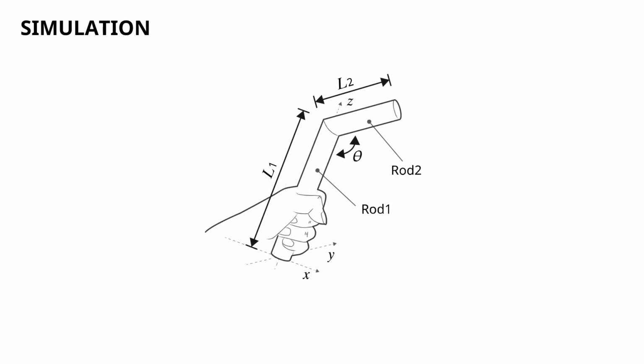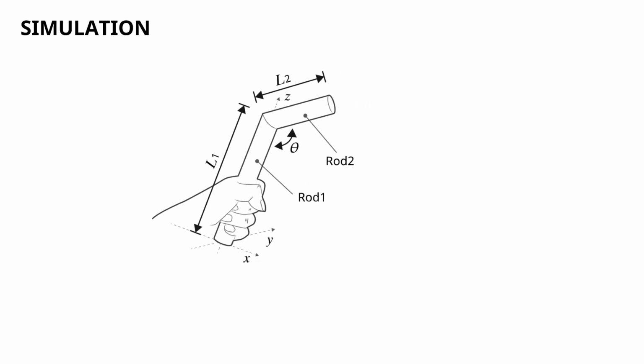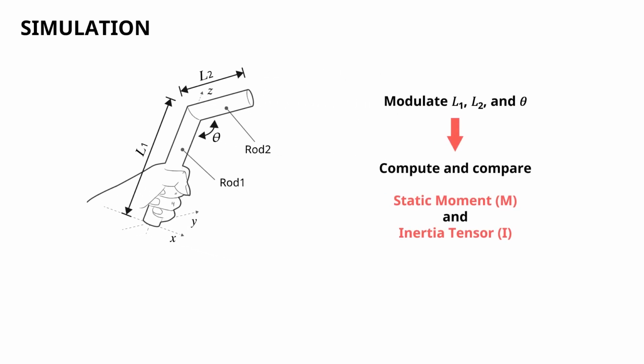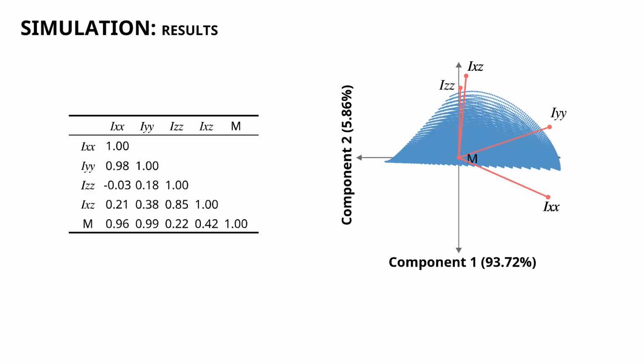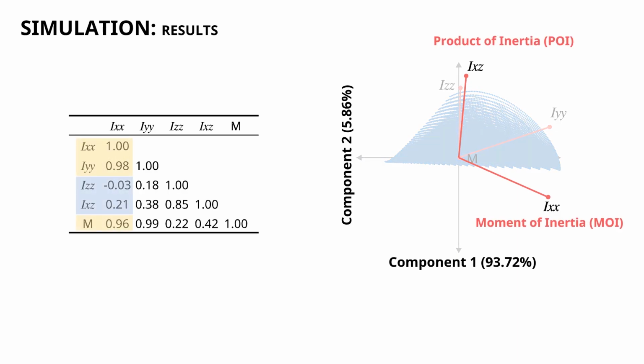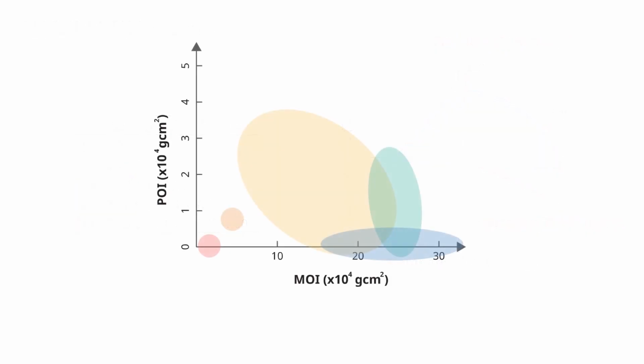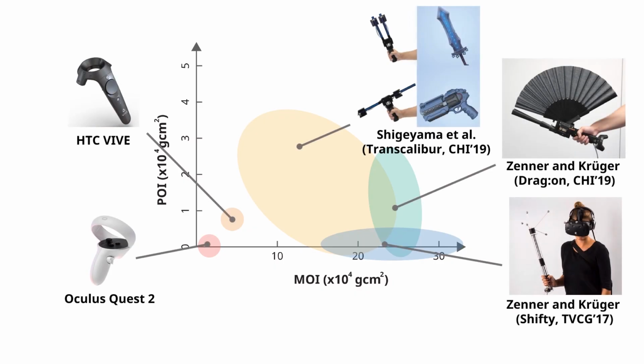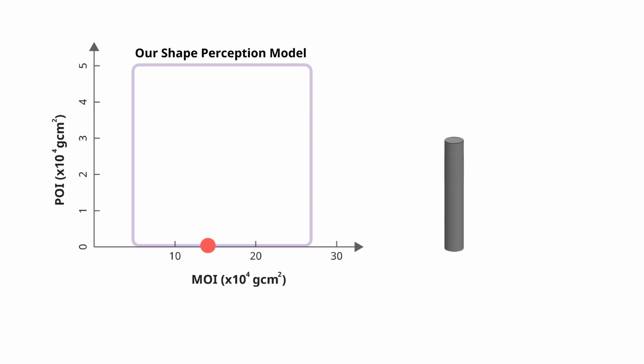The critical problem is that we cannot consider all physical variables of an object to build a perceptual model. Therefore, we conducted a computer simulation to identify the most important variables for haptic shape perception. The simulation results allowed us to choose the primary moment of inertia and the product of inertia as the important variables. They will be called MOI and POI. This figure shows an example of the range of several handheld controllers' MOIs and POIs. Also, cylindrical rods of different shapes have the following MOI and POI ranges.